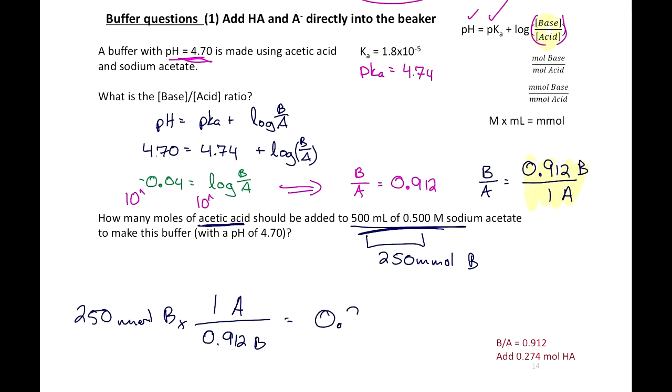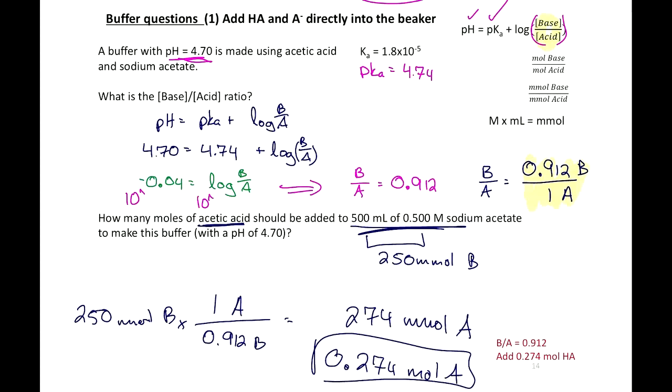So 0.274 millimoles, 274 millimoles of acid, but then convert that into moles, 0.274 moles of acid. Perfect. And so then if you divide base over acid with these amounts, you should get 0.912, right? So in these examples, we're just working with the Henderson-Hasselbalch a little bit differently.